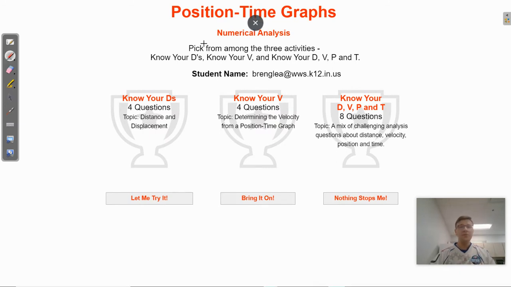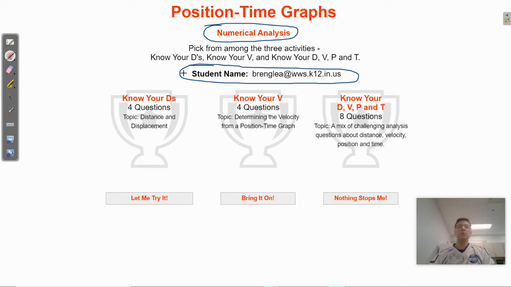Today we're going to be talking about the concept builder for position versus time graphs. That is specifically, and I'm going to circle this here, the numerical analysis assignment. There's another one that is conceptual analysis, so please make sure that you're on the correct one. Also, make sure that your email is showing for the student name. If it says guest, then it is not going to save your progress.